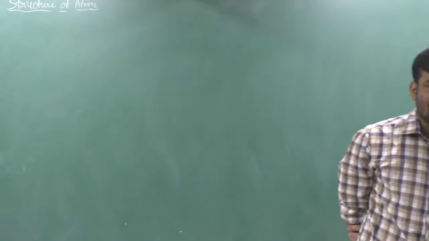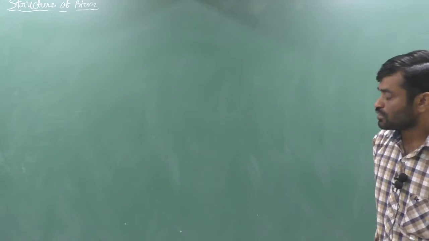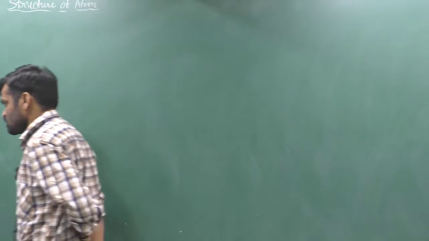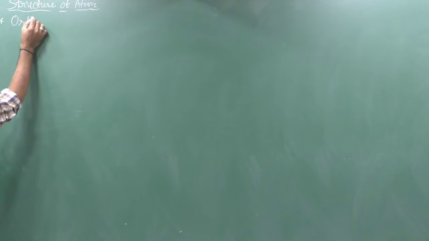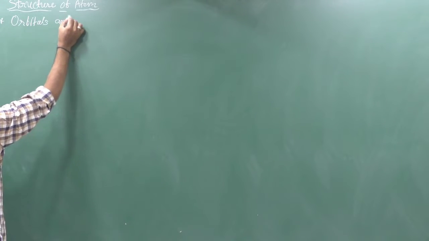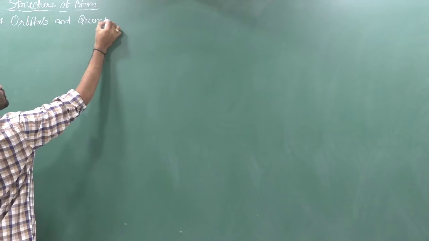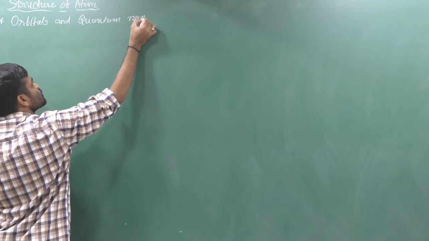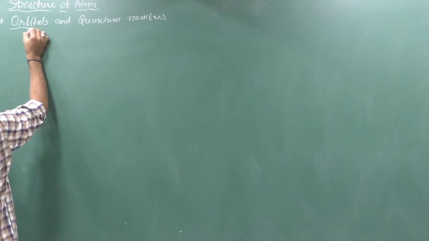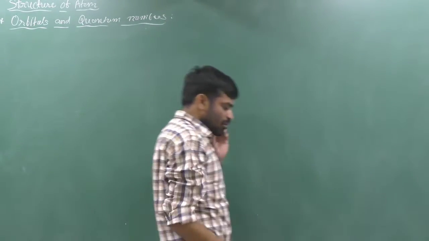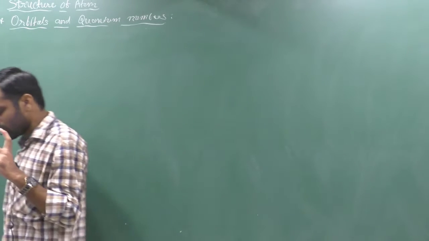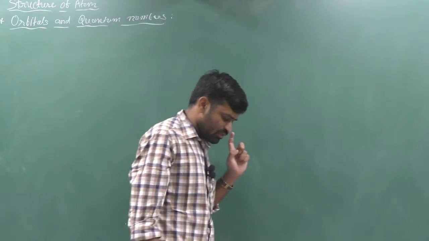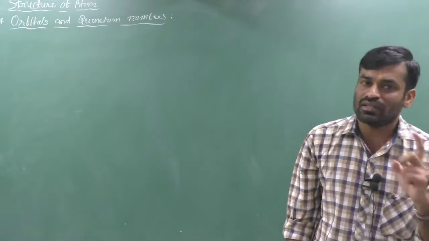Yes, from this lecture we can start a new topic in this chapter, which is orbitals and quantum numbers. It is very important to study the structure of atom. If we study the electronic configuration of atom, and the chemical and physical characteristics of atom, then we need to know about the orbitals and quantum numbers.